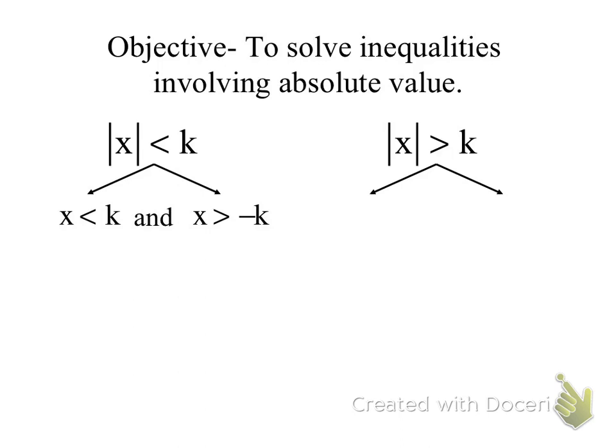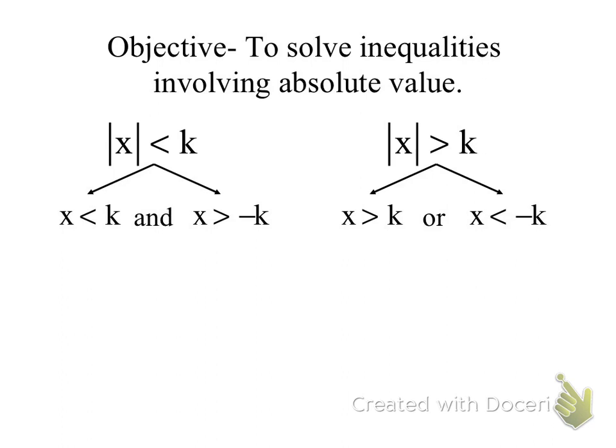So now, again, I'm going to do the same thing, and you're writing everything I'm writing. The next one, do you think this is an and or an or statement? It's an or because we've already got the and. Now, we're going to have x is greater than k, or what would I write? X is less than negative k.